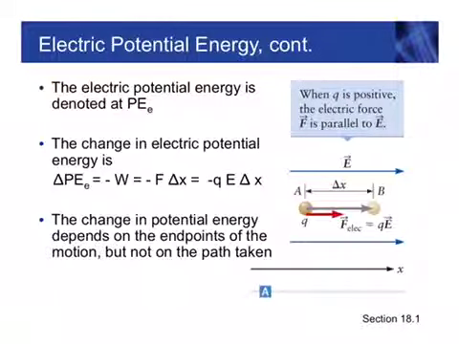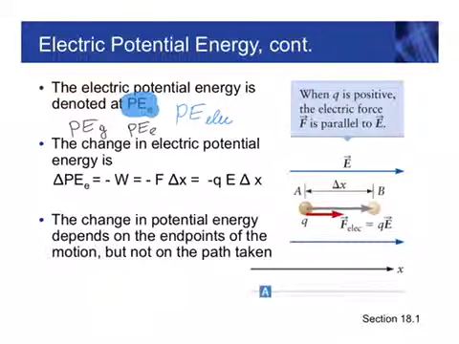For potential energy, we're going to use the symbol potential energy, electric, or sometimes you're going to see PE, electric. This is similar to what we used before. If you remember, we had gravitational potential energy, we had also elastic potential energy. Now we're adding to the list electric potential energy.